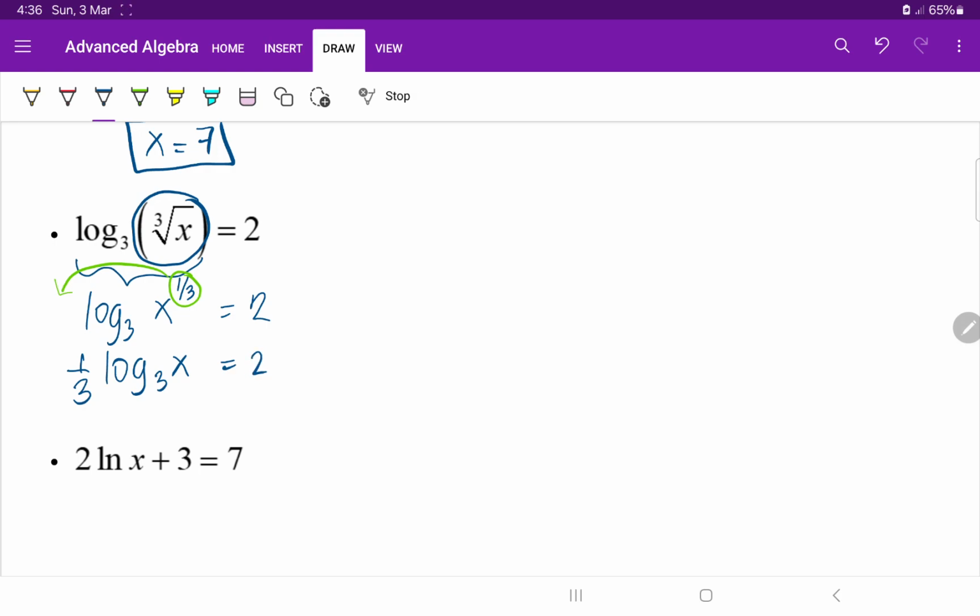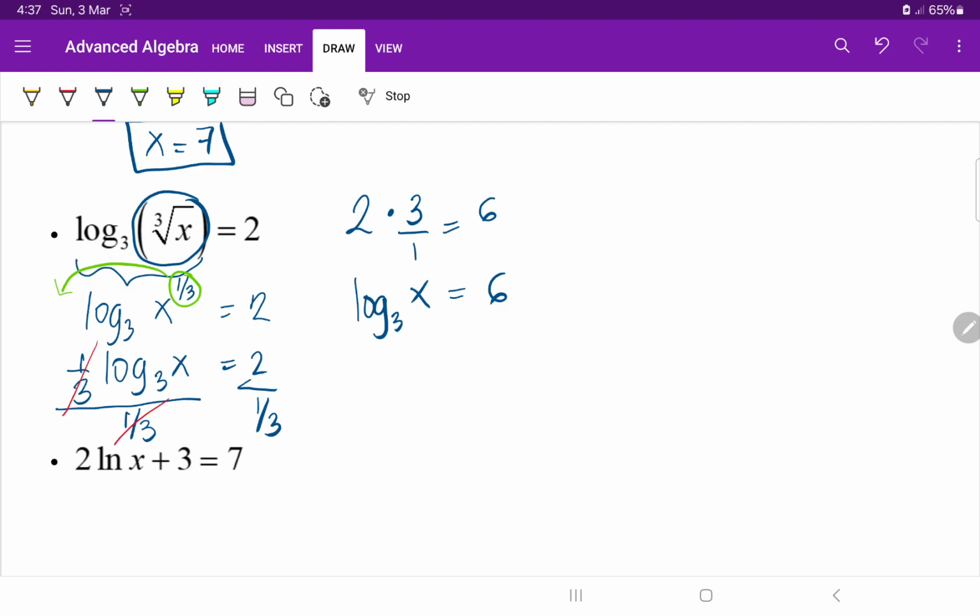Dividing both sides of the equation by 1/3, the 1/3 is removed here. 2 divided by 1/3: division becomes multiplication, and the divisor gets reciprocated, so 3/1. So 2 divided by 1/3 is just 2 times 3, which is 6. Essentially, we have log base 3 of x on the left side, and on the right side we have 6. So x is obviously equal to 3 raised to 6.